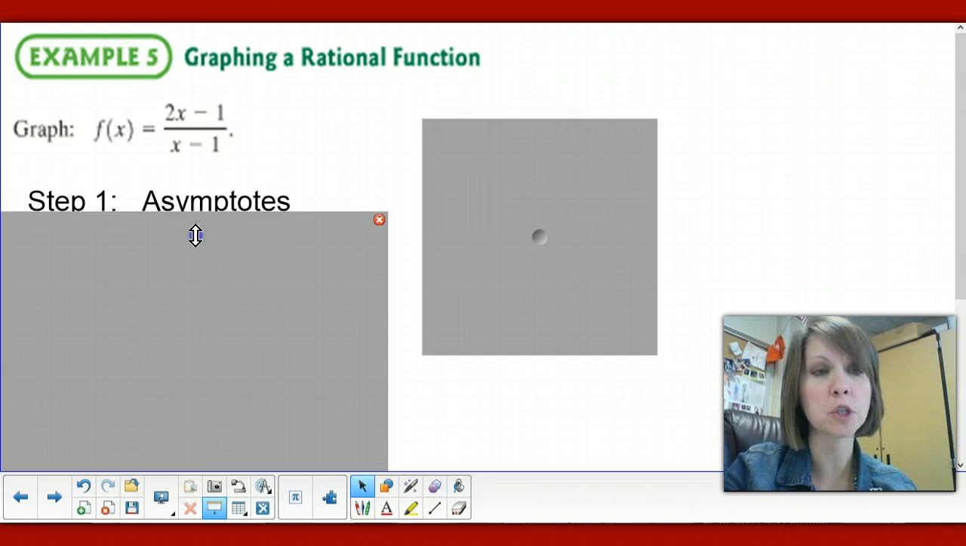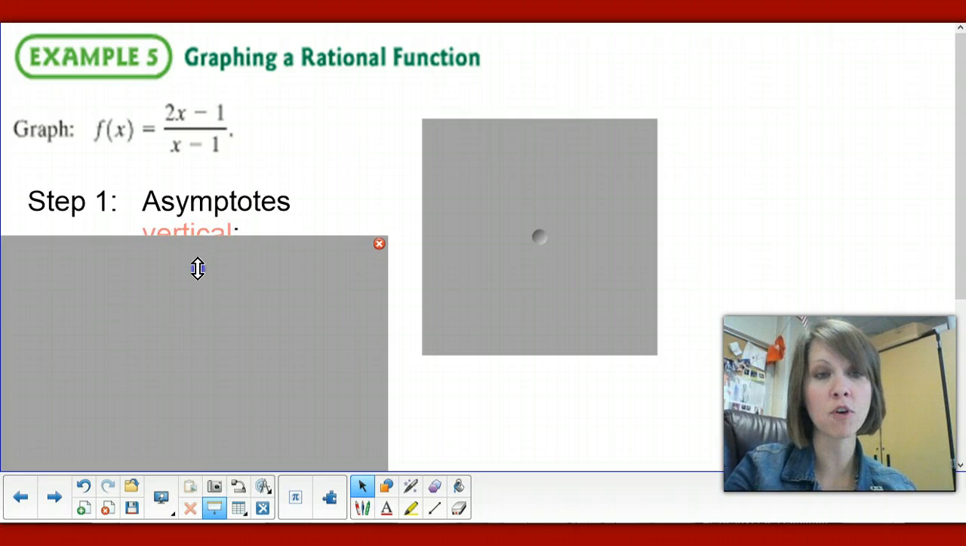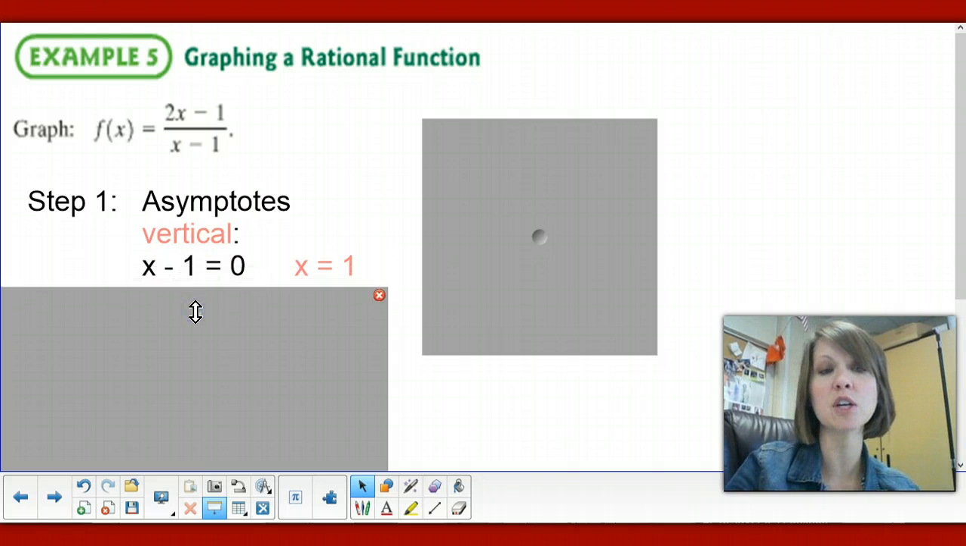Graphing rational functions. The first step, I'm going to lump a couple of the steps together that were in the 7-step process in the book. Step 1 is just going to be the asymptote step. So we need to be able to look at this function and say, what are my vertical asymptotes and what are my horizontal asymptotes? So first for the vertical. Remember, a vertical asymptote happens because we have a denominator of 0. So x equals 1 is the place where we're going to have a vertical asymptote.